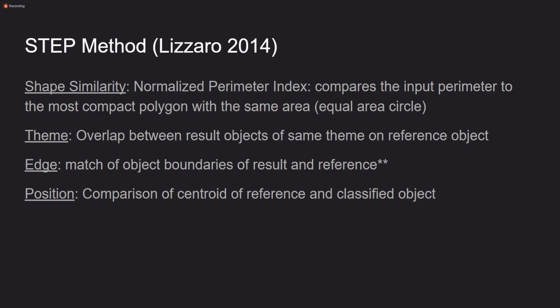Edge and position both have to do with how accurate our classification is spatially. So is that location in geographic space precise and accurate compared to real geographic space? Same thing with boundaries. If your spatial accuracy is off, it might not be that important, but in other cases it could be very important.